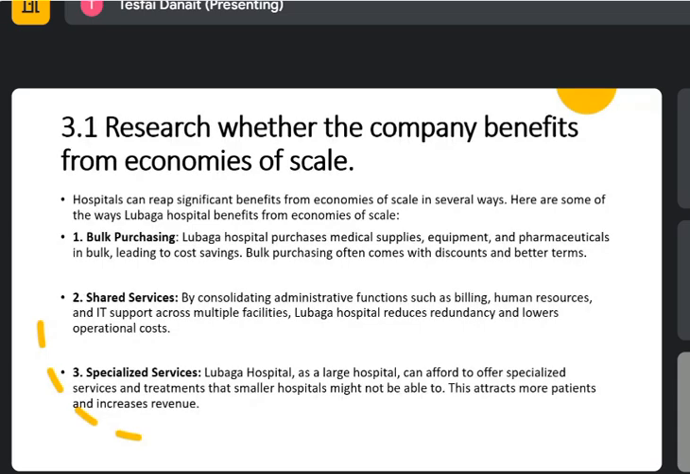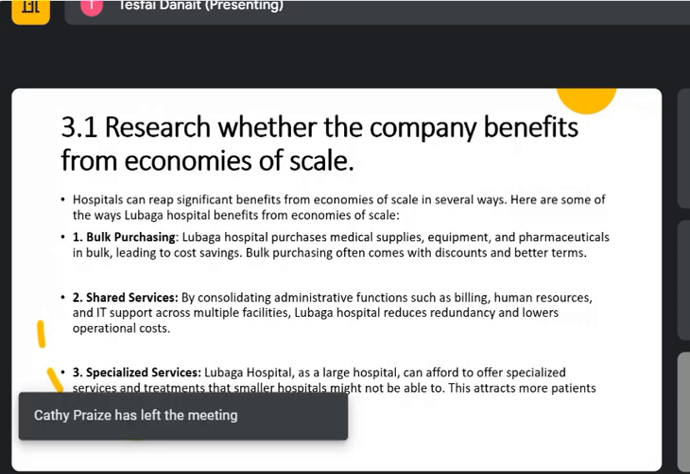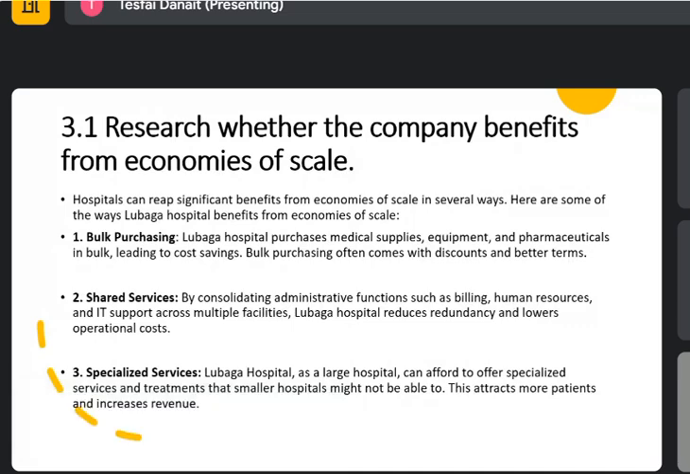So generally, hospitals can reap significant economies of scale in several ways. Some of the ways that Lubaga Hospital specifically benefits from economies of scale is, one, bulk purchasing, just like we have seen in the previous example with the beef. Lubaga Hospital purchases medical supplies, equipment, and pharmaceuticals in bulk. This will help it get the supplies at reduced costs, and it will enable it to save some money.